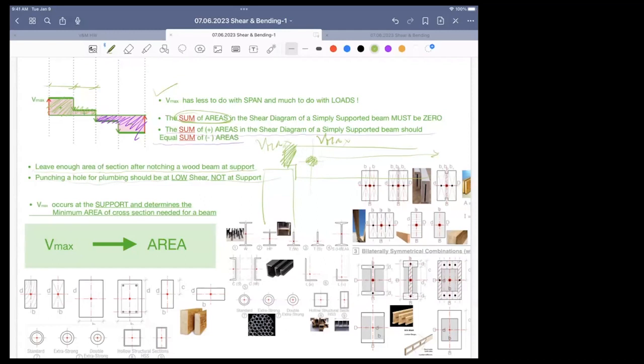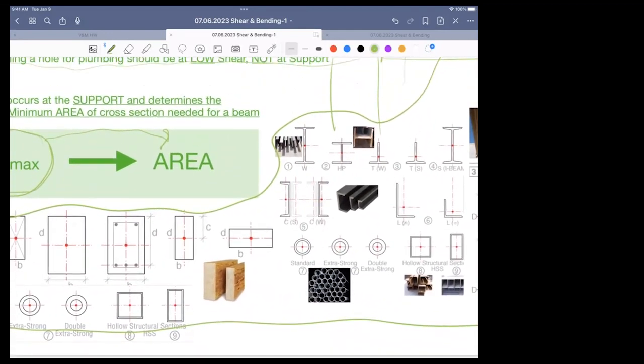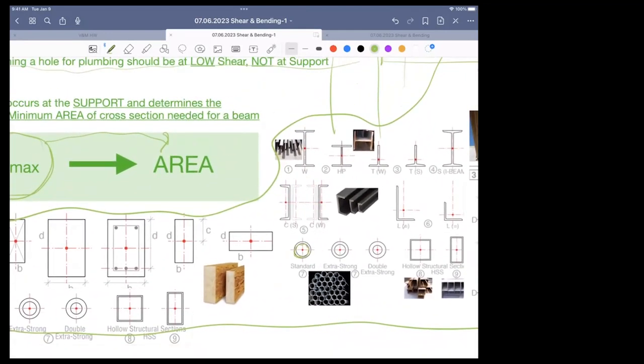Vmax occurs at the support and determines the minimum area of cross-section needed for a beam. Maximum shear is going to dictate the area. It doesn't say anything about shape. Do what you want. Any of these are fine as long as they have the requisite square inches. Maximum shear determines area of cross-section. That's all that's important. See all these shapes? I don't care.